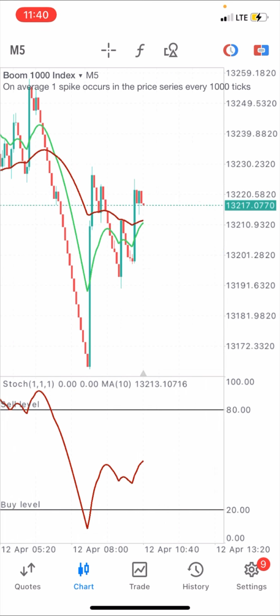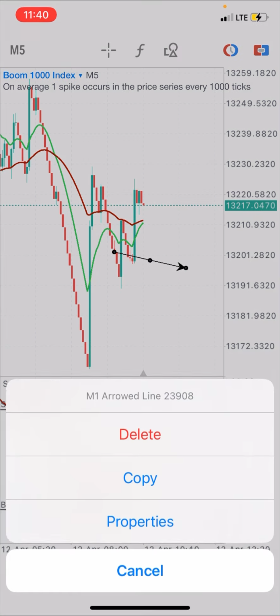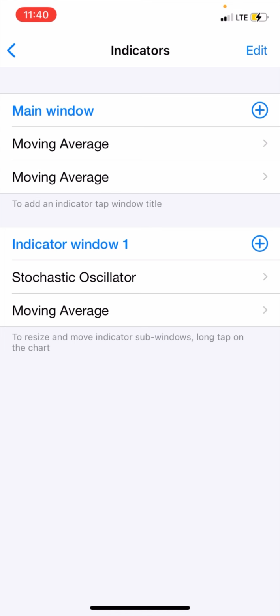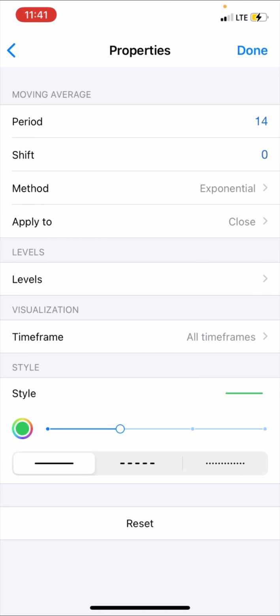So first of all, I'll quickly show you guys the indicator setting. We are going to be using 3 moving averages and 1 stochastic oscillator, 2 moving averages on the main chart, 1 on the indicator window, 1 after we must have installed the stochastic oscillator. So let's quickly see the first setup for the moving average.